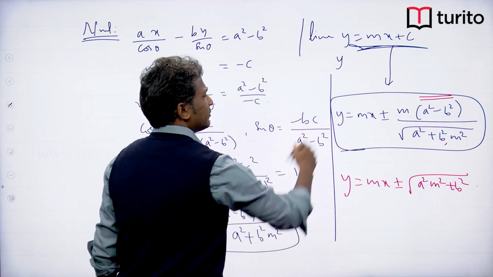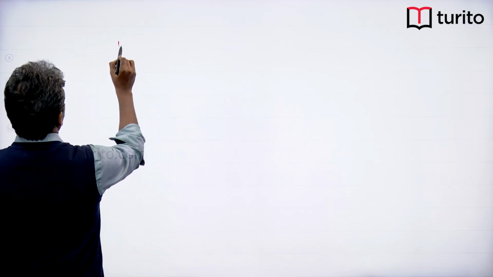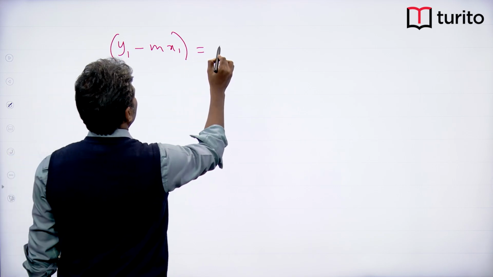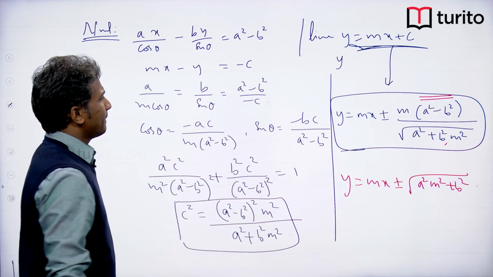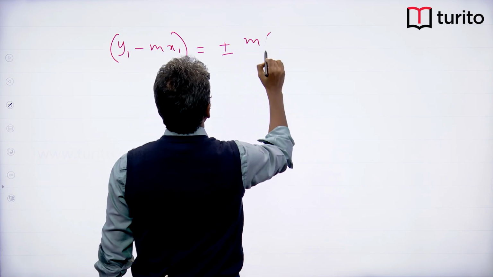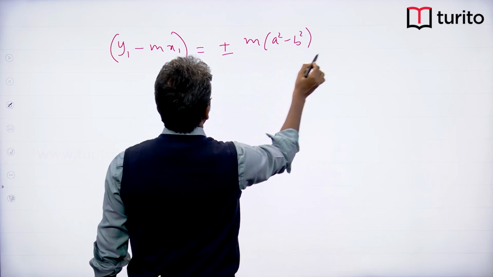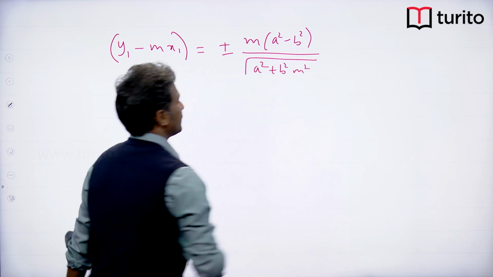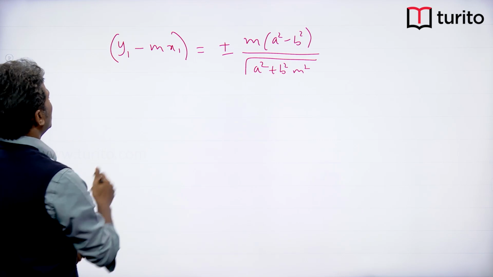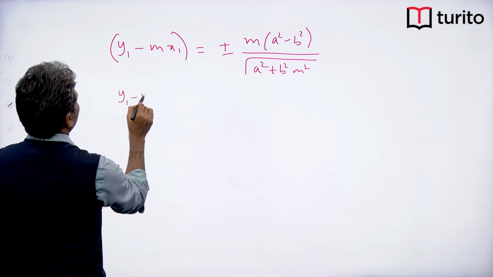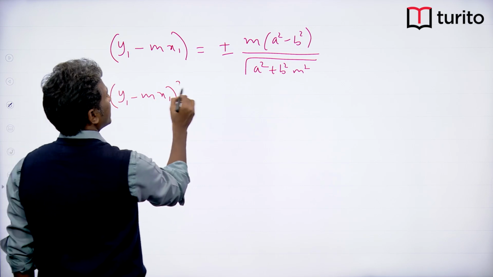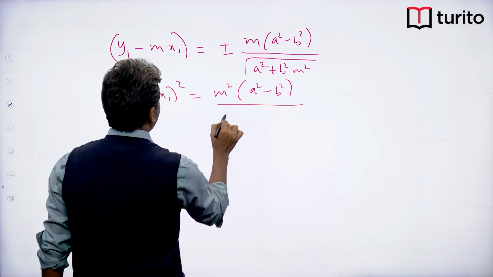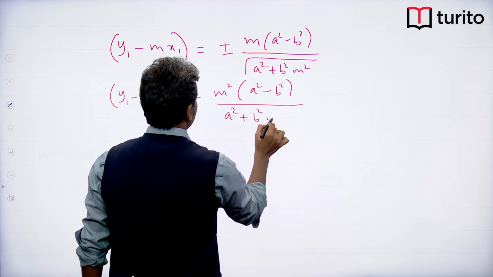Suppose I put x1, y1 in this. So what do I get? y1 minus mx1 is equal to plus minus m into a square minus b square by root of a square plus b square m square. Now if I square it, what do I get? I get y1 minus mx1 whole square is equal to m square into a square minus b square divided by a square plus b square m square.